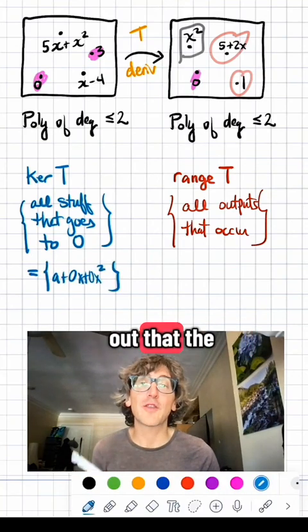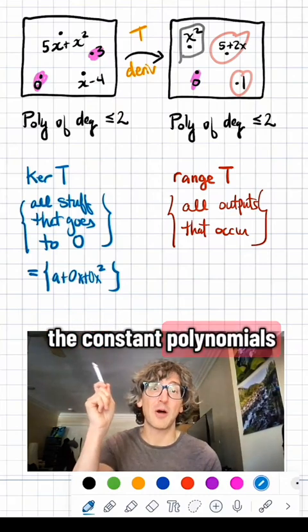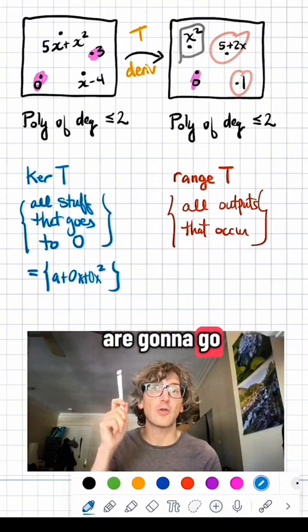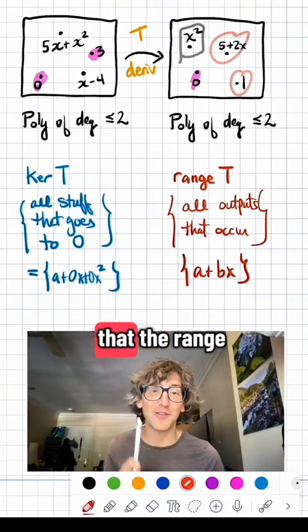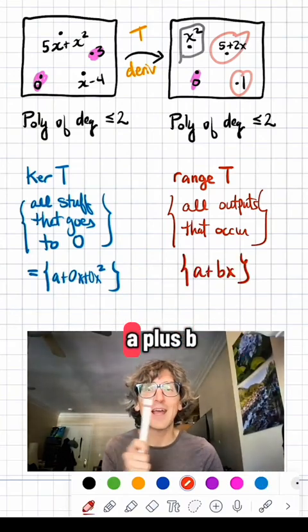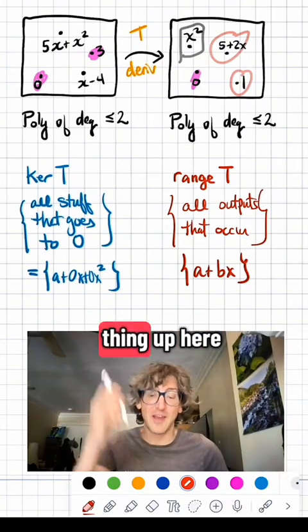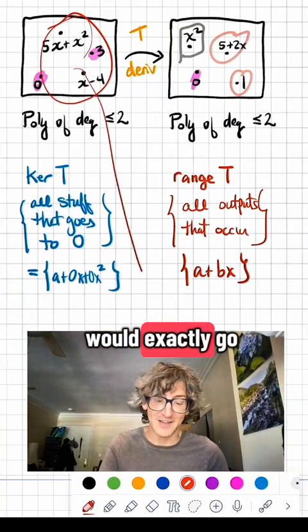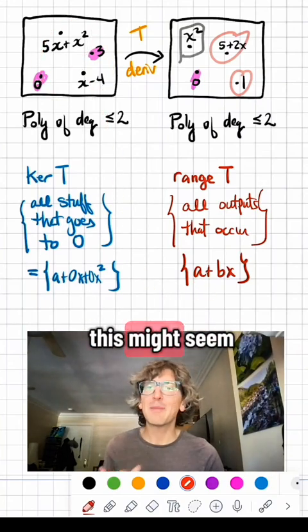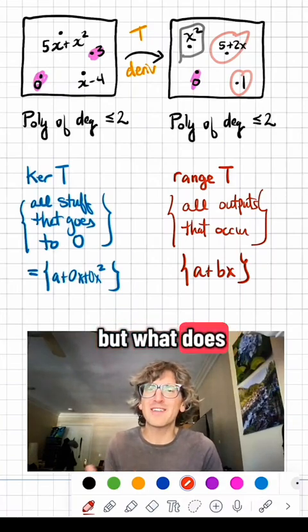Maybe you figured out that the kernel is exactly the constant polynomials. Those are the only things that are going to go to 0. And maybe you also figured out that the range is a set of all polynomials a plus bx. In fact, put in the comments an explicit formula for what thing up here on the left would exactly go to that polynomial.